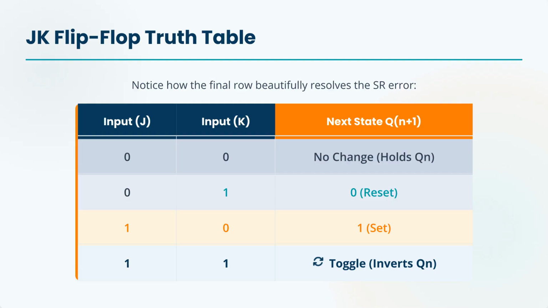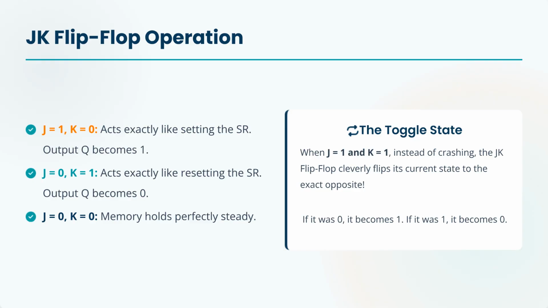In the JK truth table, J equals 1 and K equals 1 no longer cause a crash. Instead, this state introduces the useful toggle feature, which inverts the current output. J equals 1, K equals 0 sets the output to 1. J equals 0, K equals 1 resets it to 0. J equals 0, K equals 0 holds the memory steady. Crucially, the J equals 1, K equals 1 input is the toggle state, flipping the current output perfectly safely.